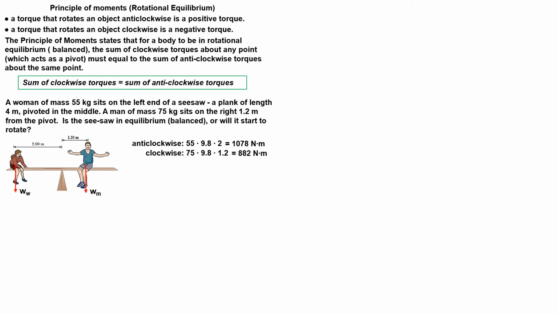You should note that the torque of the weight of the plank is zero, since its distance from the pivot is zero. Anti-clockwise is greater than clockwise. Therefore, the seesaw is not in equilibrium, and it will start to rotate anti-clockwise.